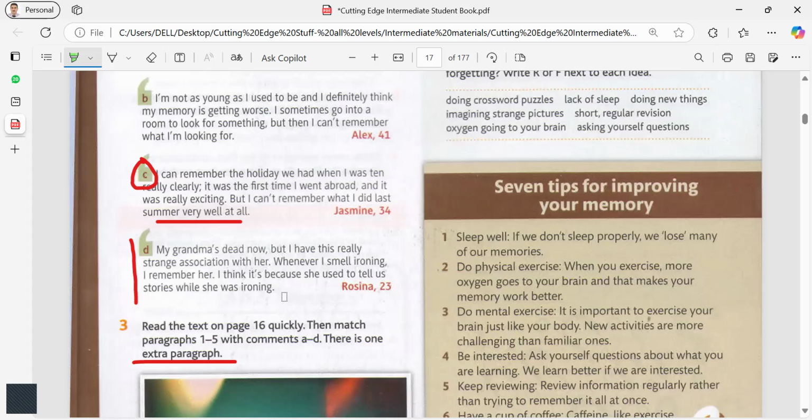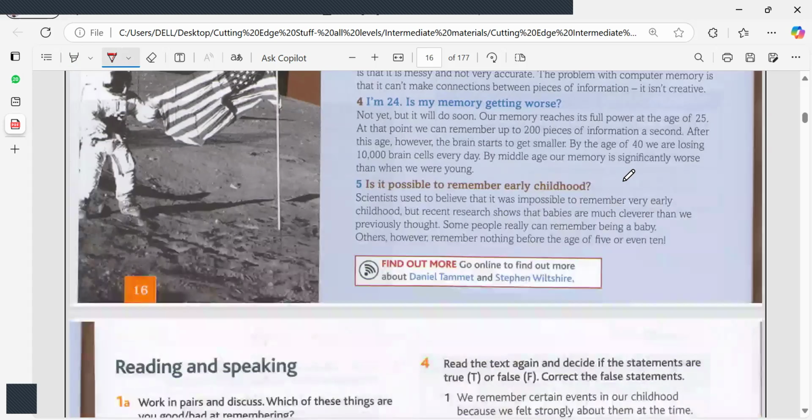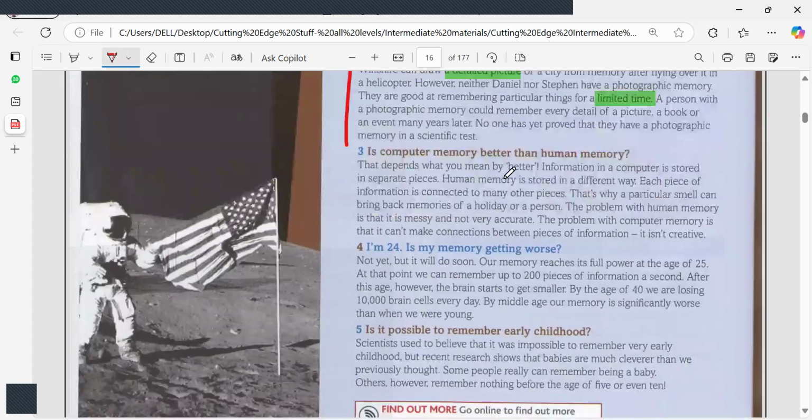It's not B. I don't think anyone. Yes, exactly. Well done. So this paragraph doesn't have any comments here. So yes, you are right. So skip this one. But is it clear for you now, a photographic memory?